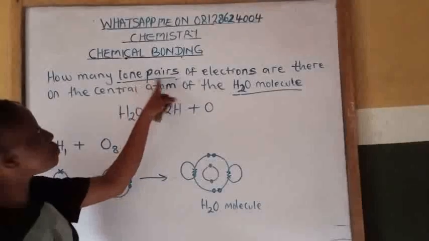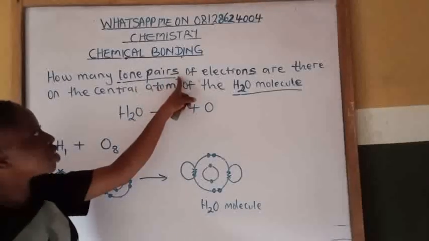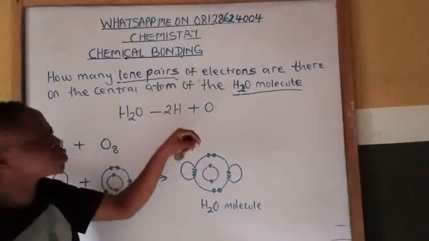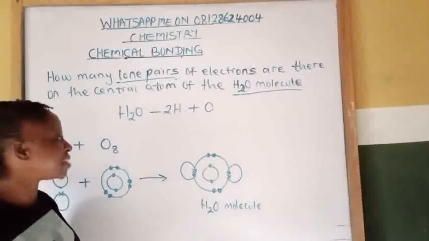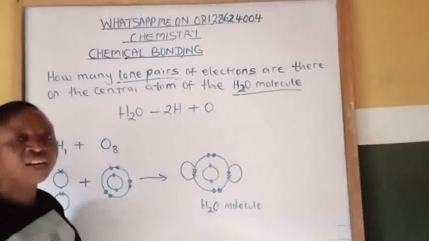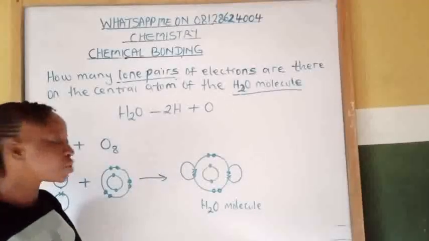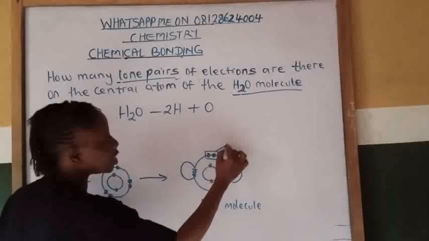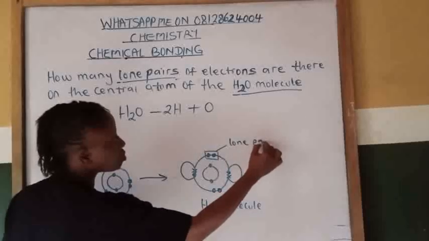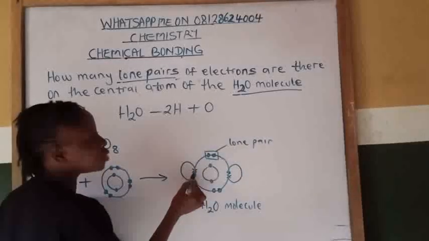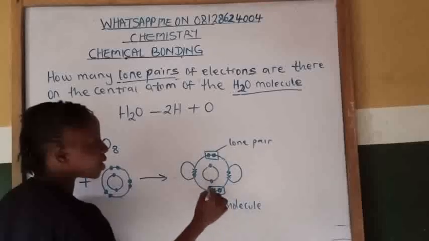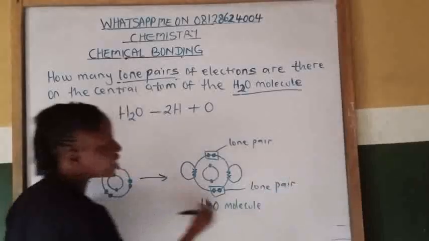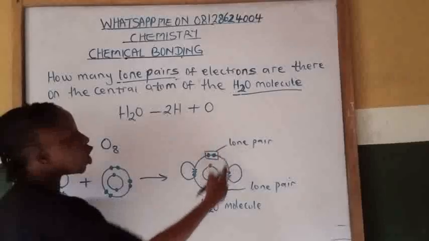So what is a lone pair of electrons? A lone pair of electrons is two valence electrons that are not shared with another atom in a covalent molecule. This is a pair of electrons. So therefore, this is a lone pair, because these two electrons are not shared with another atom. So this is another lone pair. So in this structure, we have two lone pairs of electrons.